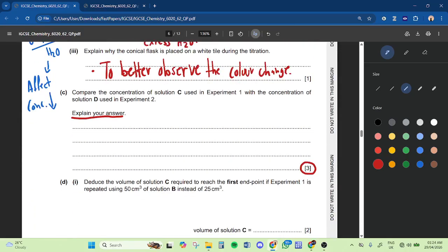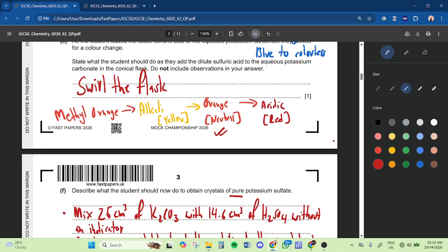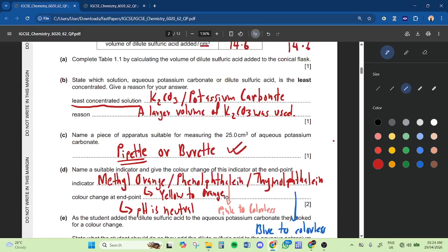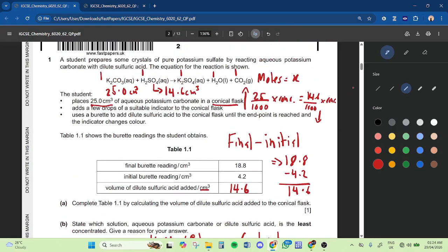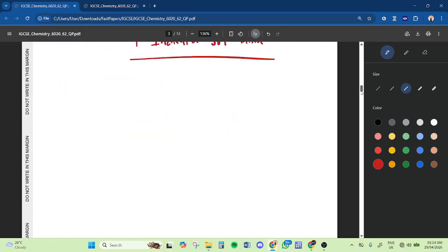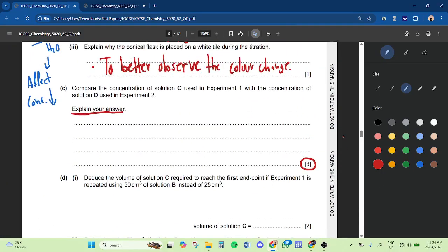So because solution D needed less amount, if we go back to the first question that we did in this paper, where we tried to figure out which one was more concentrated, we found out that the less volume that you use, the more concentrated a solution is. So we're going to answer it very simply that solution D is more concentrated. You're going to get 1 mark for writing this.